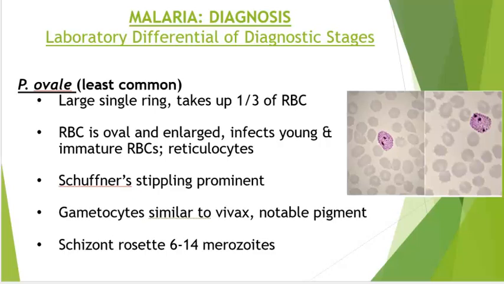The most prominent feature of this parasite or this species is the Schüffner's granules, and you can see them over here in this image. The gametocytes of the sexual phase are very similar to those of Vivax, and as far as the schizont stage, it is in a rosette form and it has anywhere from 6 to 14 merozoites.